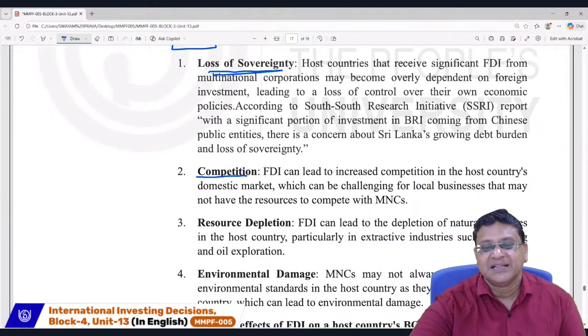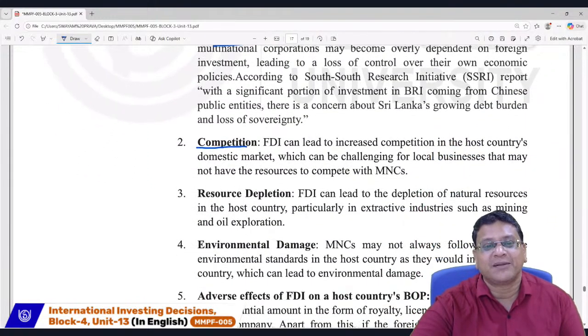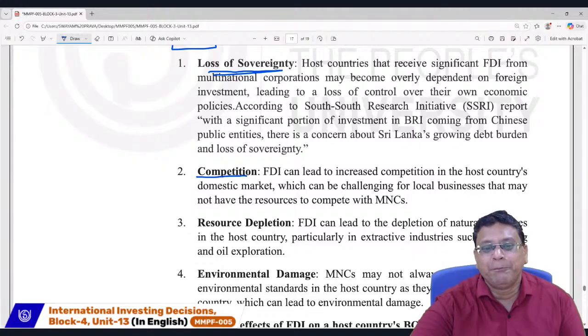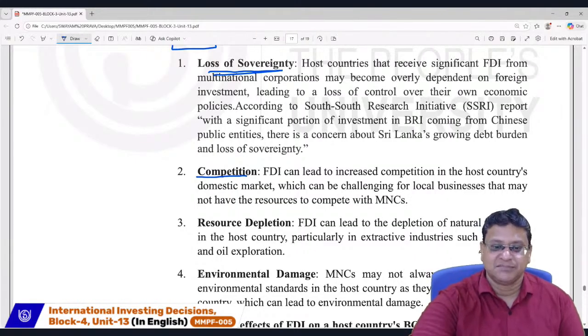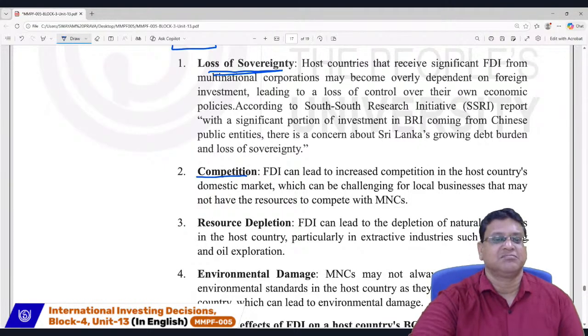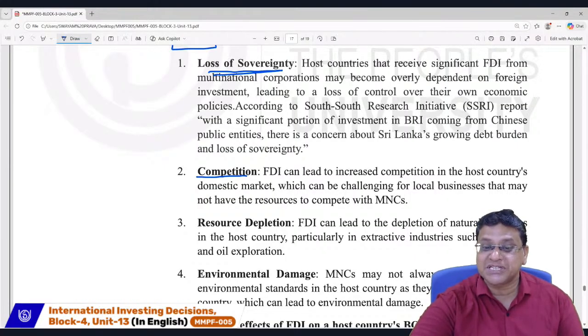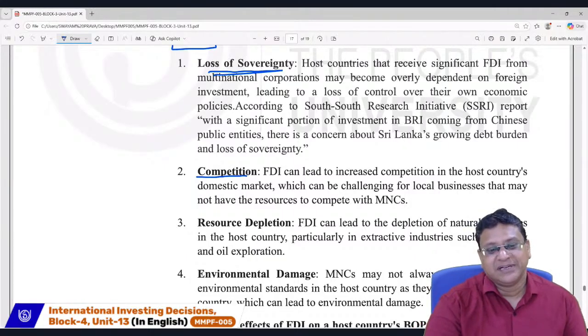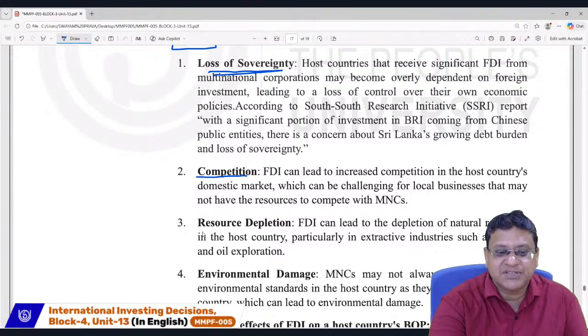Next, MNCs bring competition to local firms. In many cases, they kill the local firms. They wipe out competition from the domestic market. When Pepsi and Coca-Cola came into India, they killed all other local soft drink makers. They captured 95% of the Indian market. So MNCs kill domestic competition. FDI kills domestic competition.